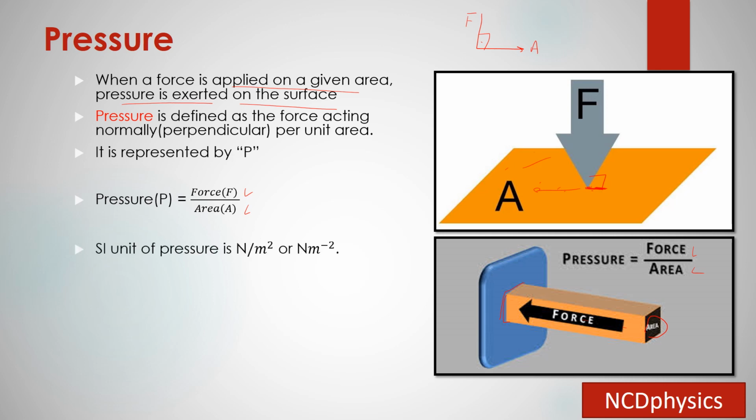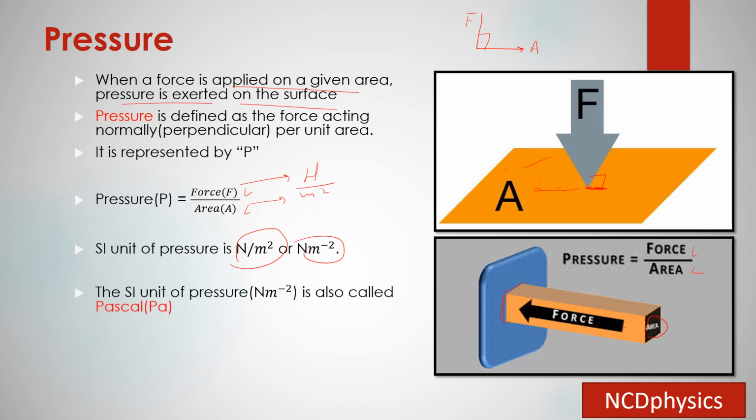The SI unit of pressure is Newton per meter square. Why? Because the SI unit of force is Newton, and the SI unit of area is meter square. So you divide, which is equal to Newton per meter square. The SI unit of pressure is also called Pascal. So 1 Newton per meter square is equal to 1 Pascal.